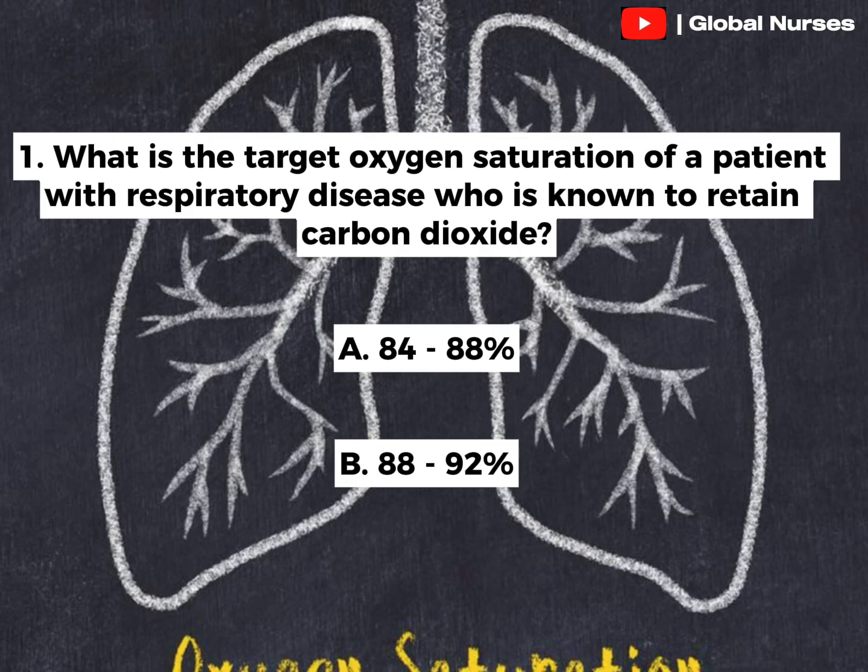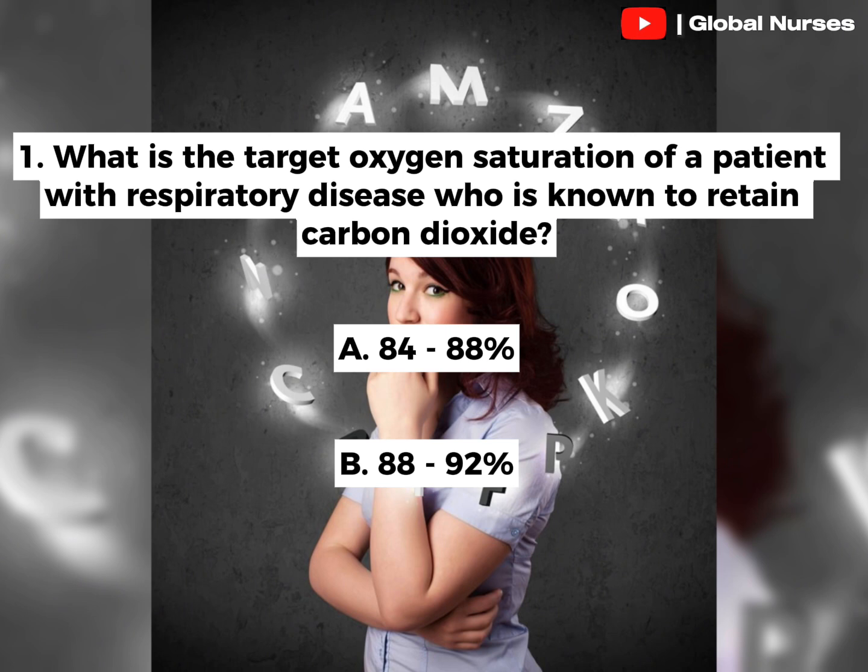1. What is the target oxygen saturation of a patient with respiratory disease who is known to retain carbon dioxide? A. 84-88. B. 88-92.